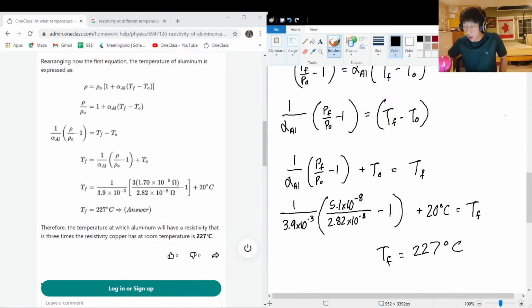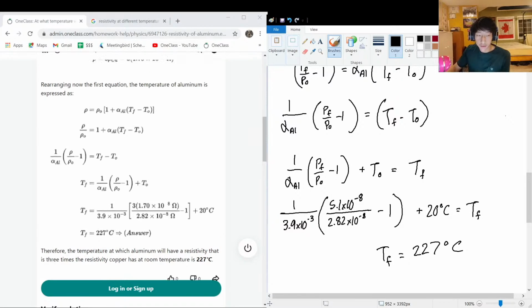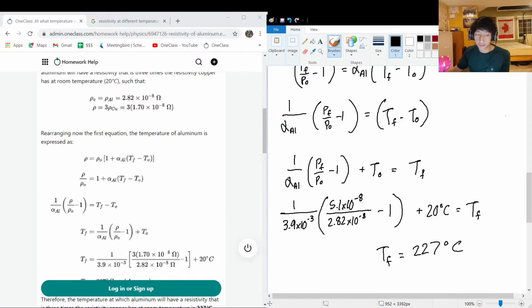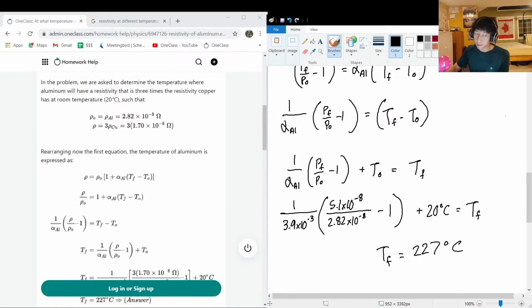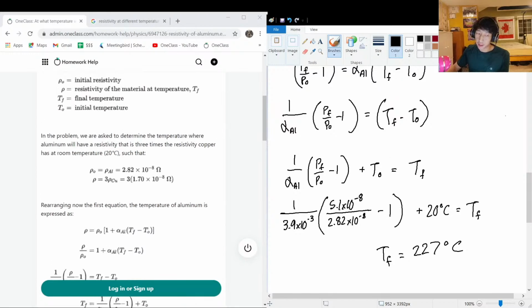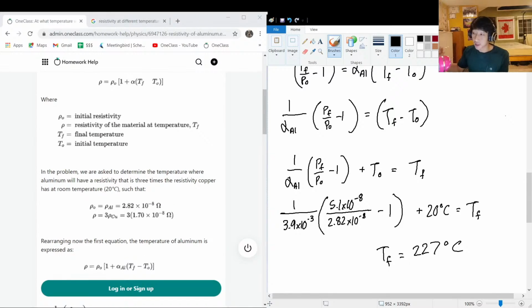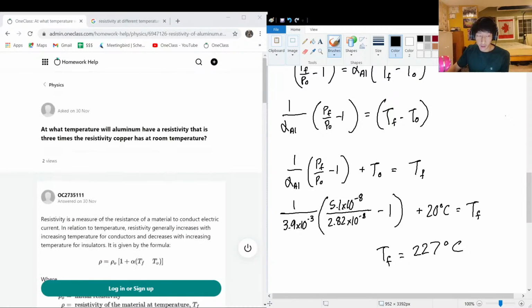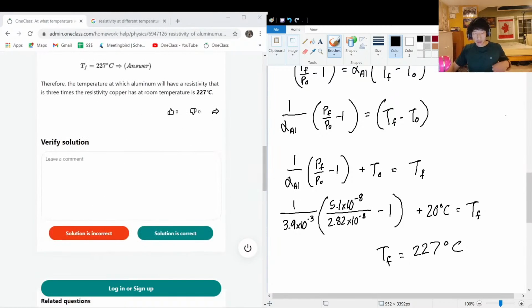So that's awesome. This is using the equation for resistivity and how it changes with temperature. You can calculate different things about it. You just need to decipher where you can get certain values, like your P naught or your P final. That comes from the fact that our final target is three times the resistivity of copper. But yeah, the above solution is good.